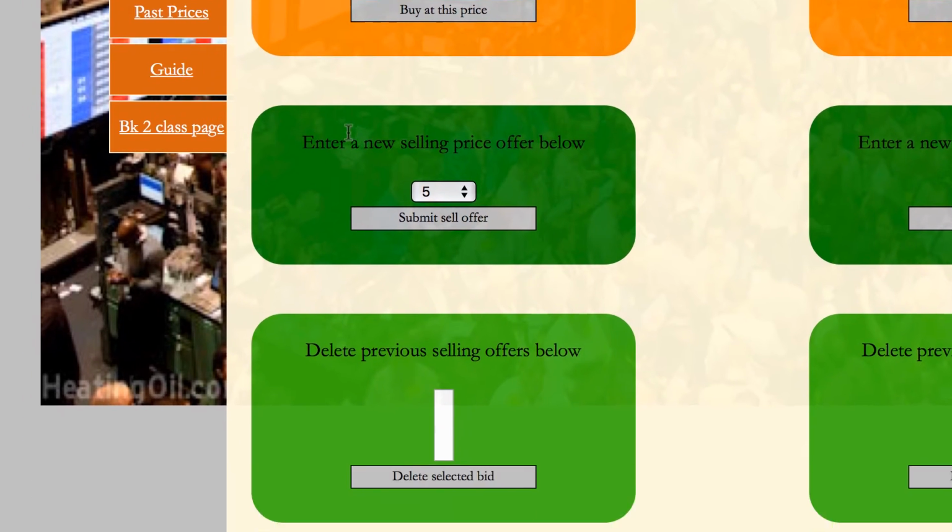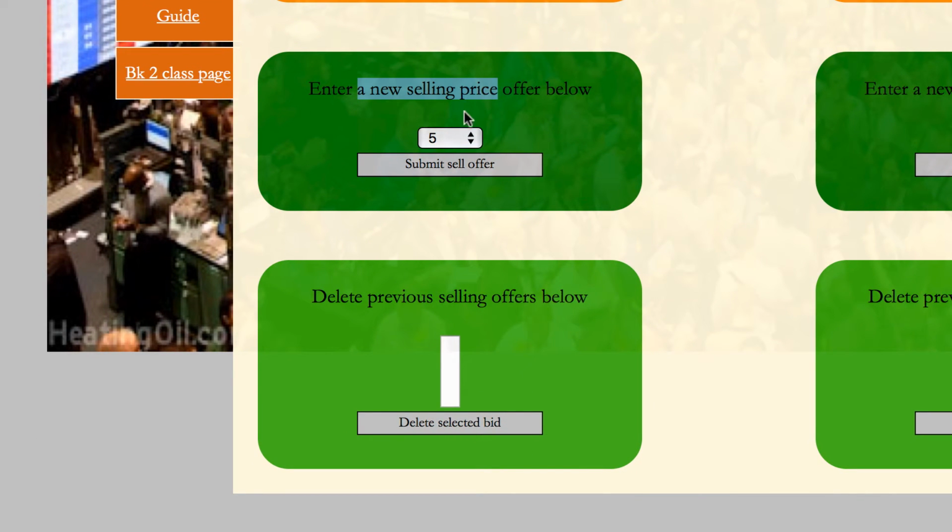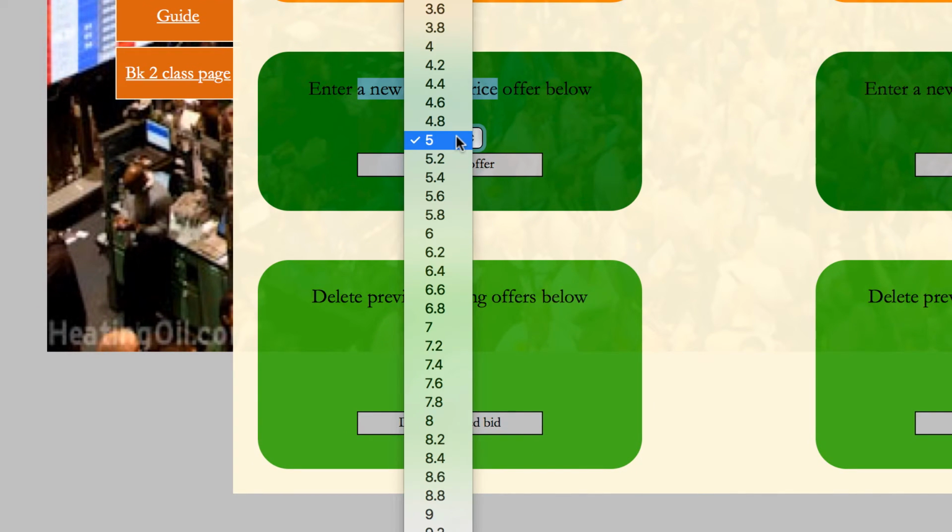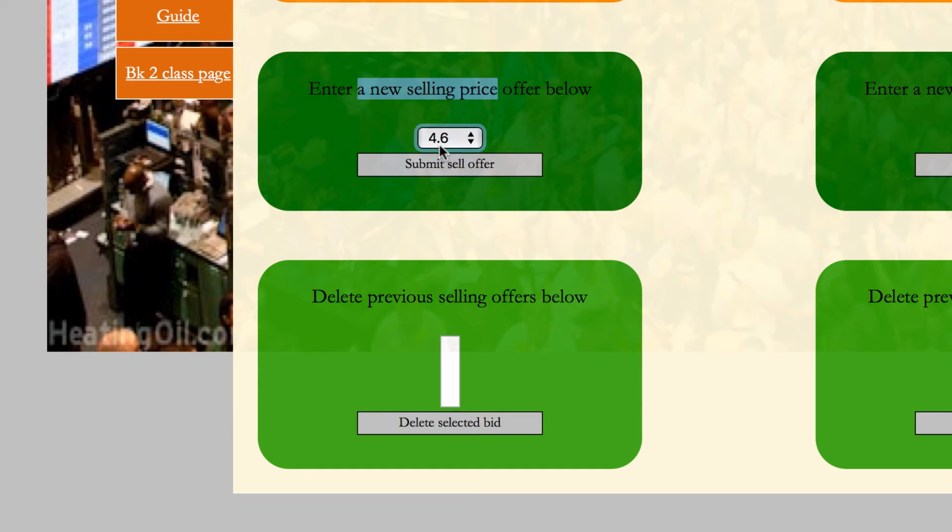So over here, I can enter a new selling price offer below. And so I know I want to sell for more than $4. Maybe I can find someone who will buy it for $4.60. So I'm going to choose 4.6, hit submit sell offer, and then it's listed below. And so if someone else logs in on a different account, that $4.60 will show up here for other people to buy at.